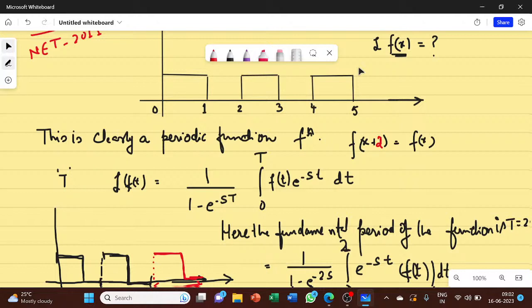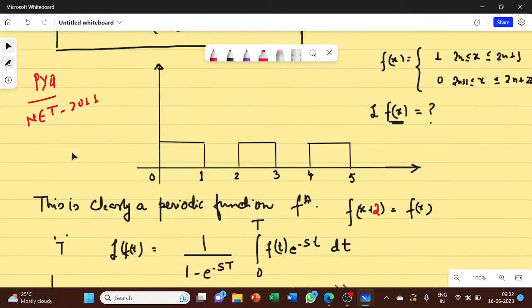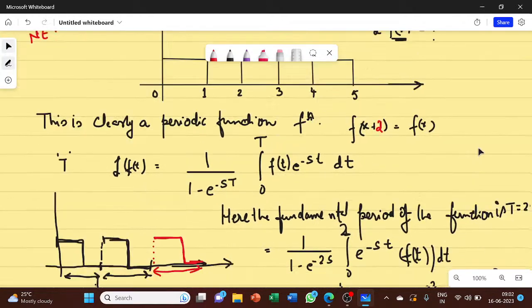You could have used other ways also, like you can use the Heaviside function also. This is something that we have discussed in detail in lectures taken before also. But I think this would be the most convenient approach in your exam. Is that fine?